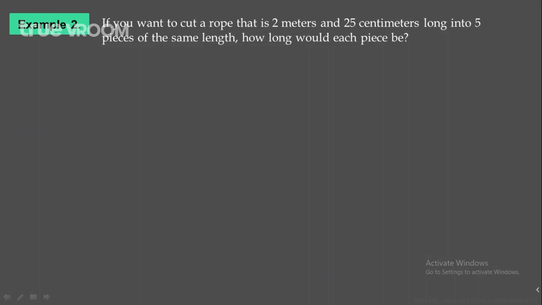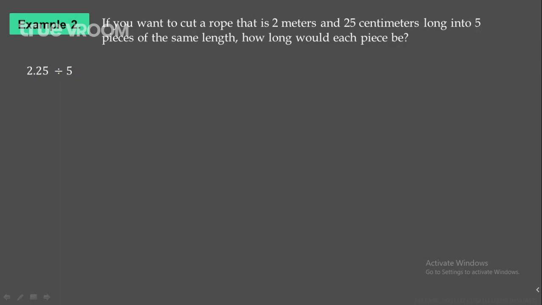Don't worry, this is a word problem. If you want to cut a rope that is 2 meters and 25 centimeters long into 5 pieces of the same length, how long would each piece be? So you have 2 meters and 25 centimeters. In decimal number, that is 2.25. So you need to divide it by 5, because there are 5 pieces.